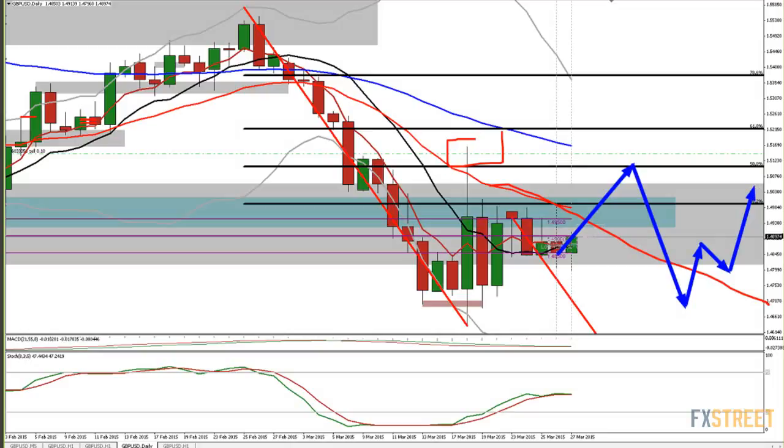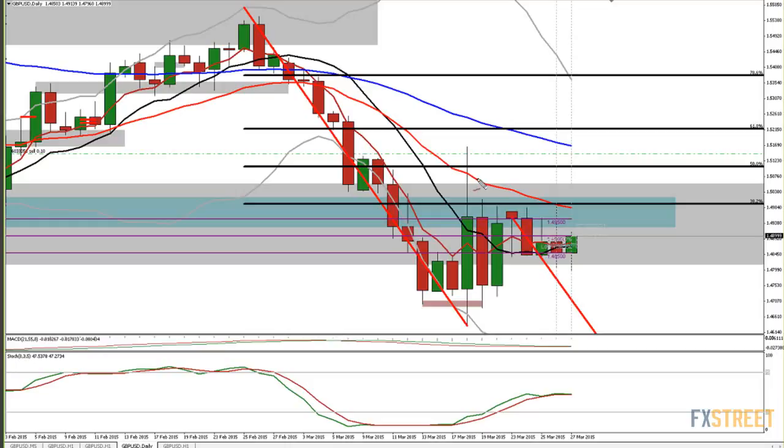21 is a 21 EMA. I'm sorry if you guys are new. I've been doing this at FX Street now for 8 years or something, so I just assume everybody knows my settings. That's not a good assumption. But anyways, this orange line is the 21.